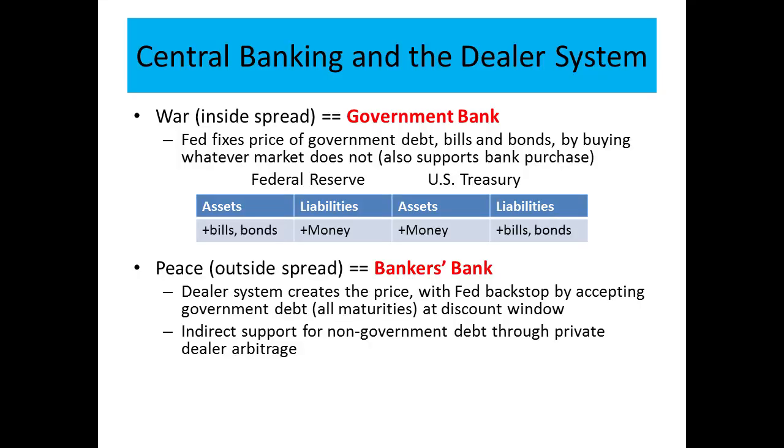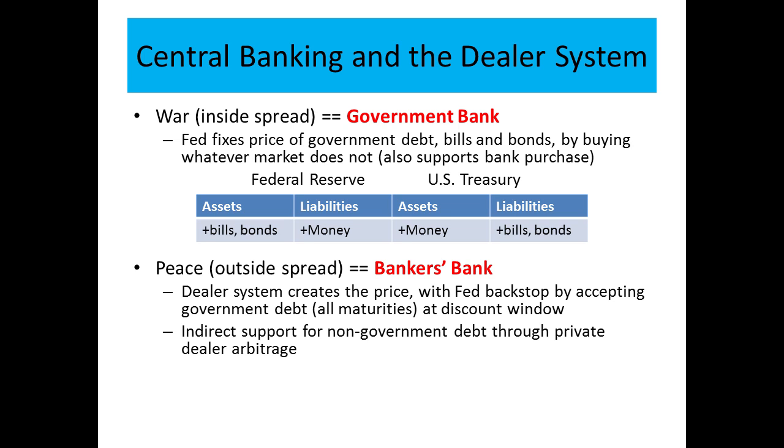So central banks are different than other banks in that they're concerned about the stability of the system. They also sometimes have responsibilities to the state as a primary client. So I'm saying, what is the relationship between central banking and the dealer system? In wartime, that relationship is very clear. In wartime, the central bank becomes the government's bank. The government has to win the war.